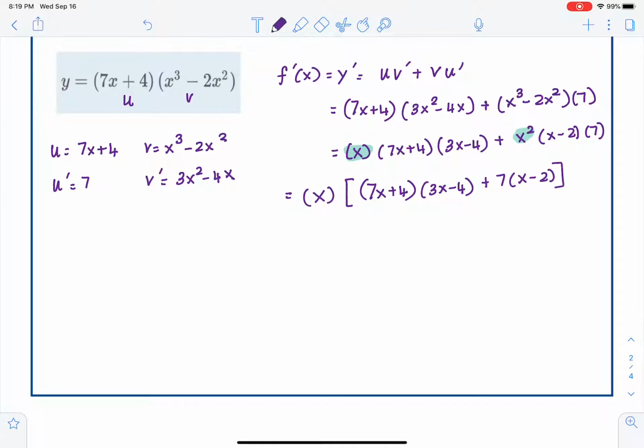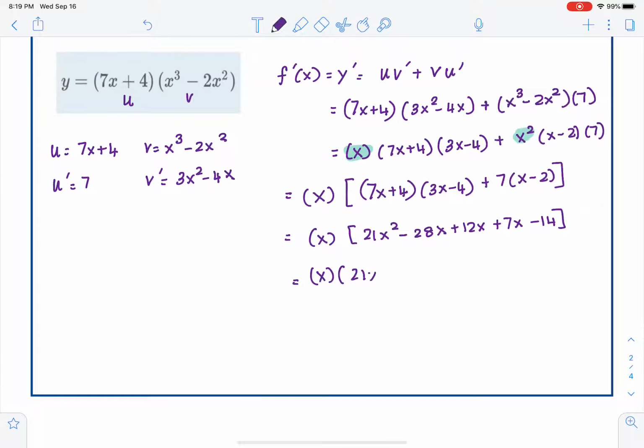Of course, we can simplify this further. (21x squared minus 28x plus 12x plus 7x minus 14). x times 21x squared minus 9x minus 14, and that would be the final answer. So all we have to use in this case is the product rule.